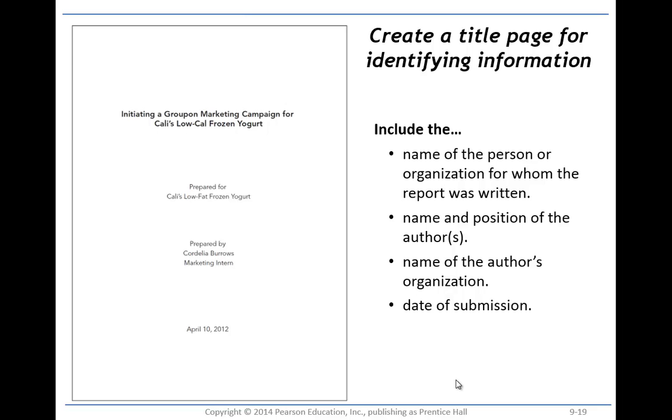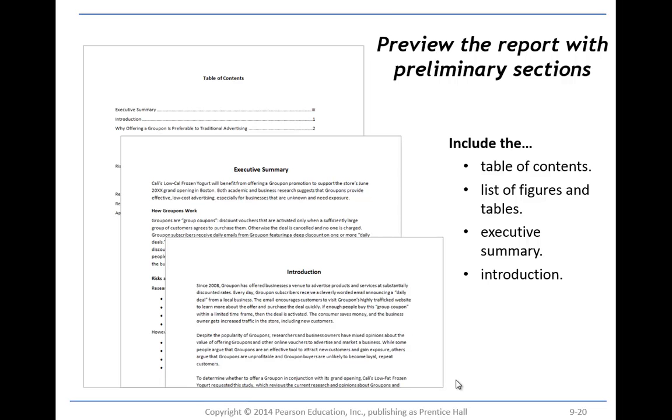In a formal report, the identifying information is provided on a title page, like this one. Notice it is balanced. In a formal report, you provide several ways to preview the report contents. Figure 9.9b illustrates how the Groupon report incorporates several of these preview elements. First of all, the table of contents. The table of contents lists all of the headings and subheadings of the report.